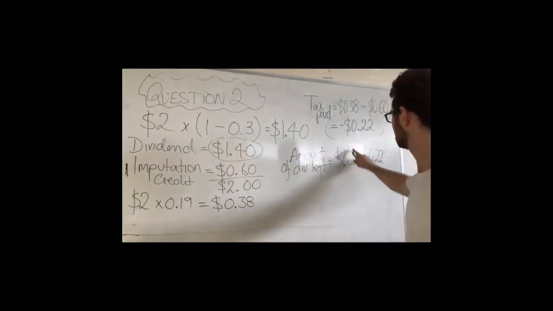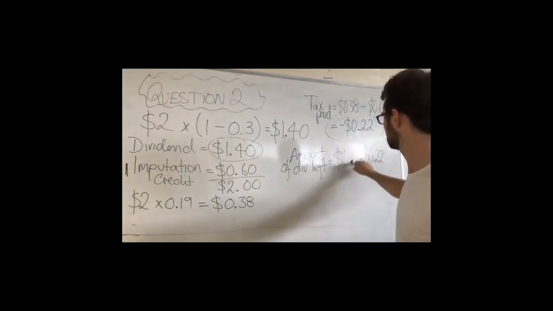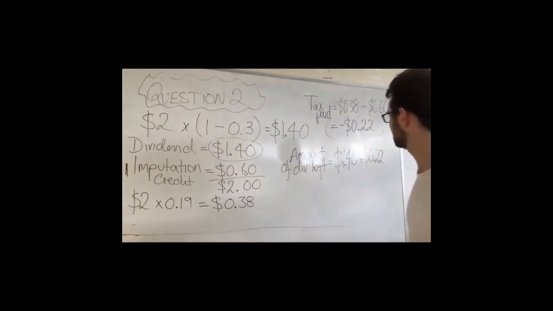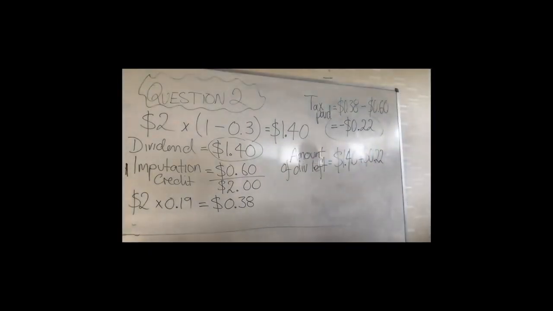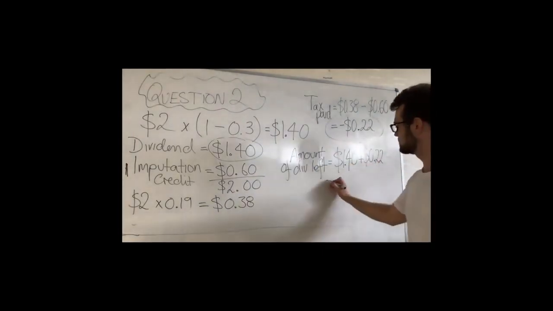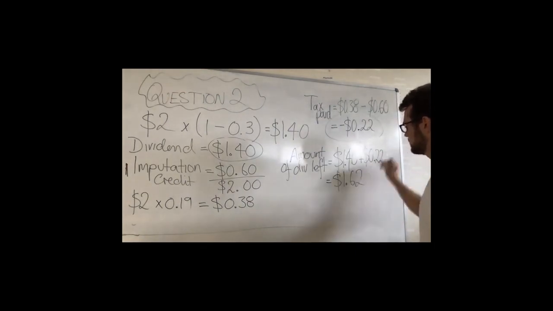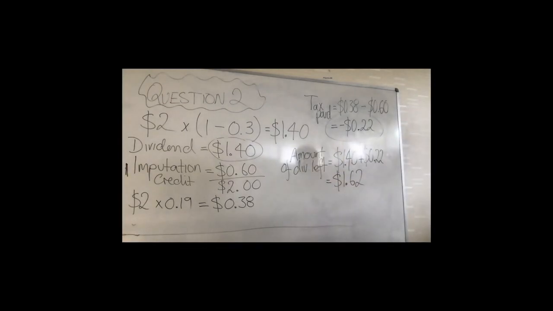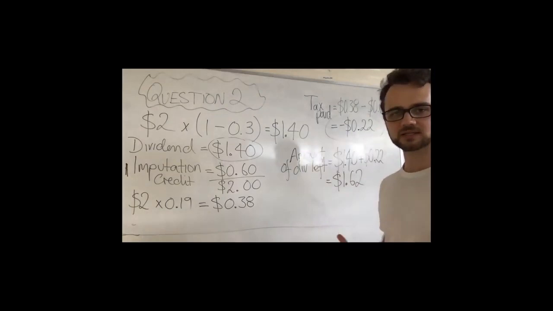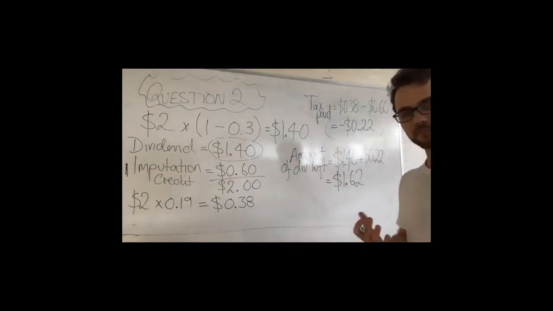Oh no, sorry, it wasn't $1.60. Correct, $1.40. So the $1.40 in dividend from the company, plus the 22 cents from the tax office. So we are left with $1.62 in the bank. Correct. So at the end of the day, how much tax have we actually paid?